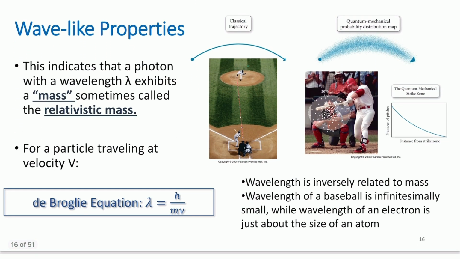This indicates that a photon with a wavelength lambda exhibits a mass, sometimes called the relativistic mass. What can I do with this information? Well, for a particle traveling at a velocity v, so be careful here where nu is frequency, v is velocity.